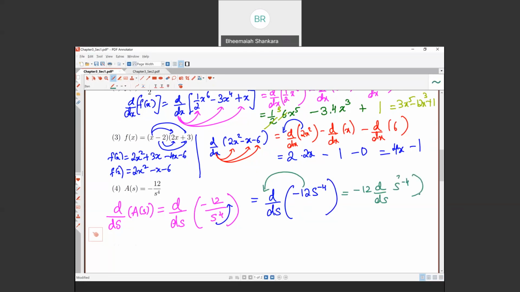Let's do the power rule for s to the negative 4. So this is negative 12 times... The power rule says whatever the exponent is, this exponent goes to the front. So I'm going to write negative 4, then write the variable s, then reduce the exponent by 1. So when you do negative 4 minus 1, this is the power rule. Simplify, this is 48 s to the negative 5. You can rewrite this as 48 over s to the 5.